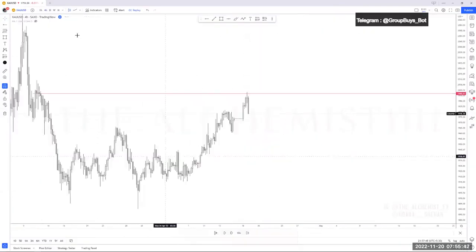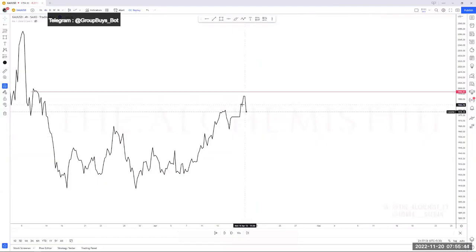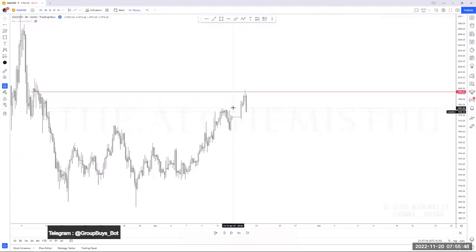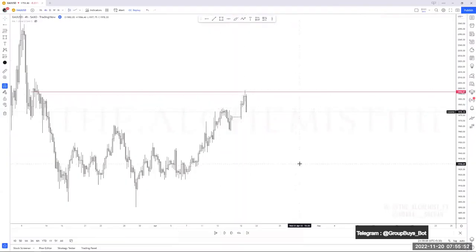Can you see it? Breakout structure. Can you see it? Very clear breakout structure, so we have the confirmation. Daily has tapped into daily, closed below the daily. 4-hour has broken structure.